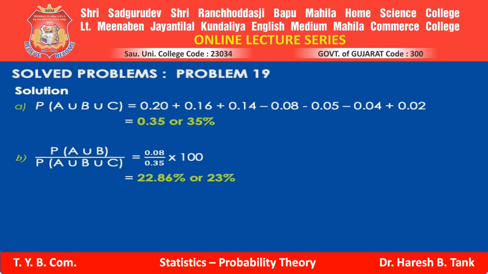Right? The other probability which is required is probability of A intersection B divided by probability of A union B union C, which is 0.08 divided by 0.35. Converting it into percentage, multiplying by 100, it comes to 22.86%, rounded off.